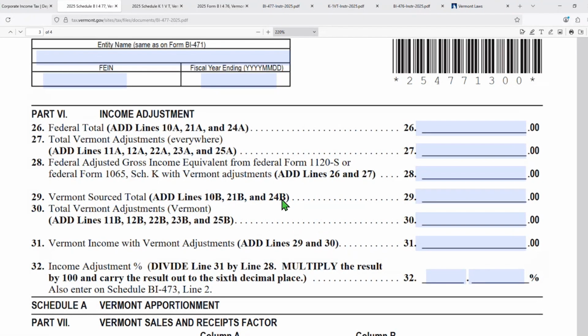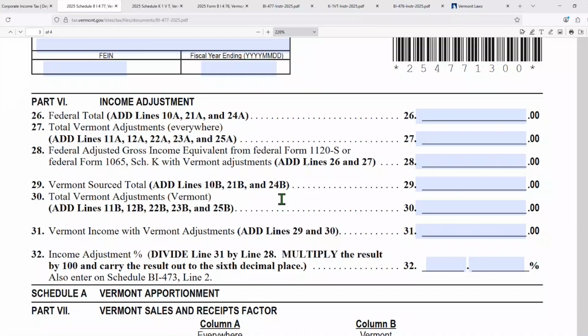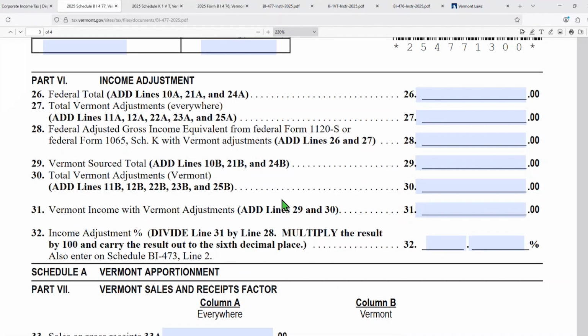Well, I've been talking this whole time about how we need to calculate federal totals, right? Because the feds don't do it for us. So that's what this section's doing. At one point we call one of the lines AGI equivalent. But it's not AGI, it's not FTI, it's just totaling federal dollars and Vermont dollars.